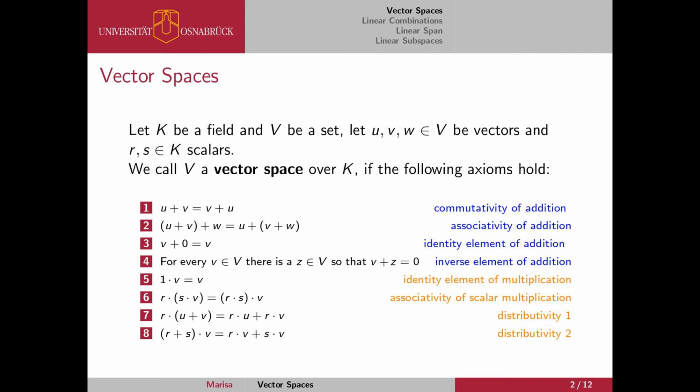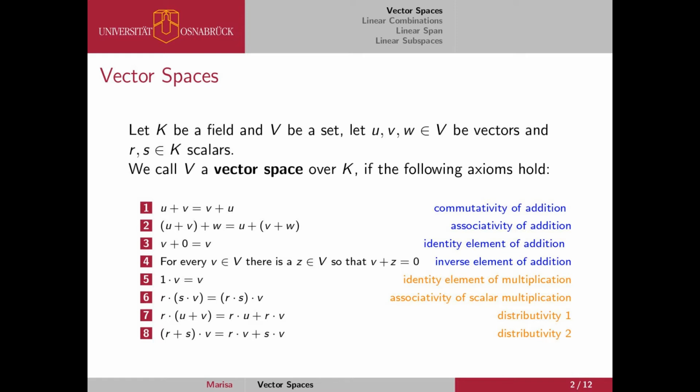This only works under certain conditions, and the conditions are that we need a vector space, which is the space we operate in. Let us go through the definition of a vector space together. Let K be a field and V be a set. We have the vectors u, v, and w, which are elements of the set V, and we have the scalars r and s, which are elements of the field K. Now, we call V a K-vector space, or also said V is a vector space over the field K, if the following axioms hold.